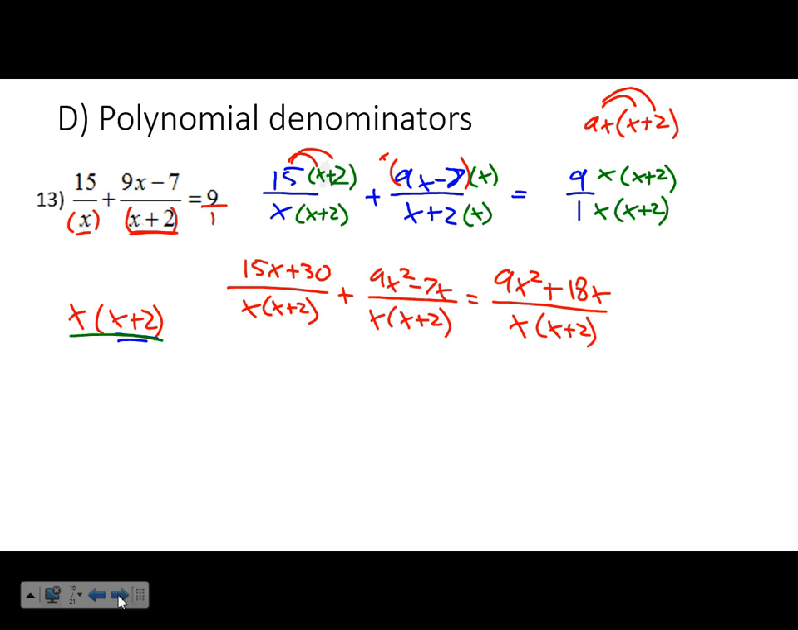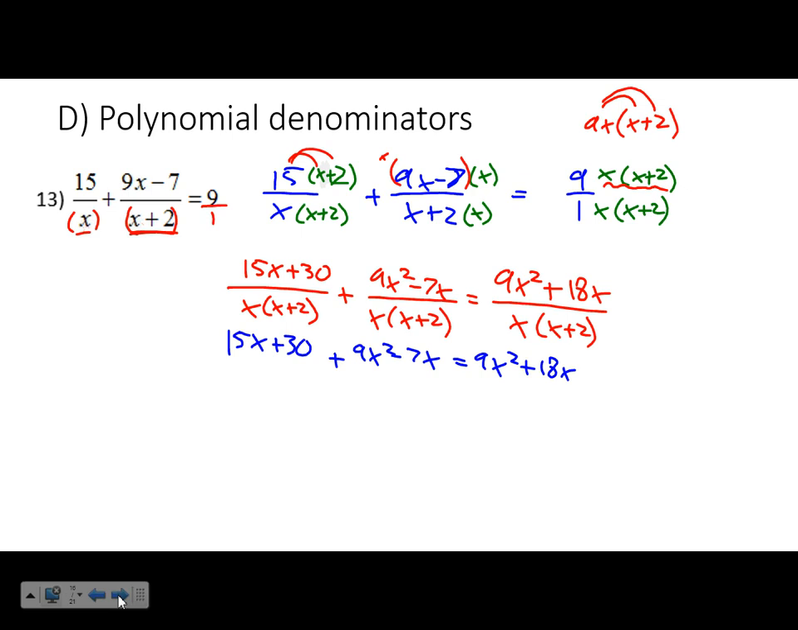Now you could have done it the other way. You could have multiplied these two first and gotten x squared plus 2x and then multiplied that by 9. Doesn't make any difference. The whole idea is that now all the denominators are the same, so we can set our numerators equal to each other and solve. 15x plus 30 plus 9x squared minus 7x is equal to 9x squared plus 18x.